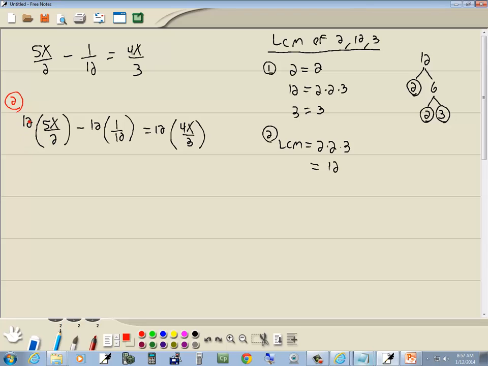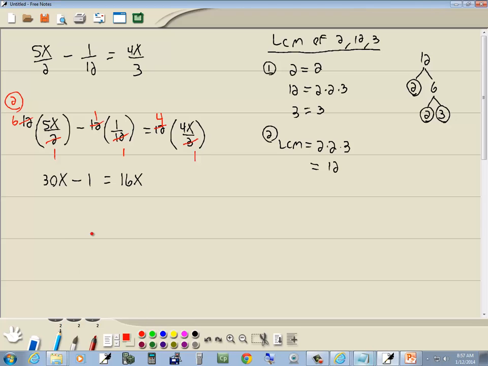Now 12 and 2 are both divisible by 2. 2 divided by 2 is 1. 12 divided by 2 is 6. 12 and 12 both divisible by 12. 12 divided by 12 is 1. 12 divided by 12 is 1. And over here, 3 and 12 both divisible by 3. 3 divided by 3 is 1. 12 divided by 3 is 4. So we got 6 times 5 gives us 30x minus 1 times 1 is 1 equals 4 times 4 is 16x. Now, if all of your denominators have disappeared and all you got down there is 1's, that means you picked the right LCM, or at least you picked a common multiple.